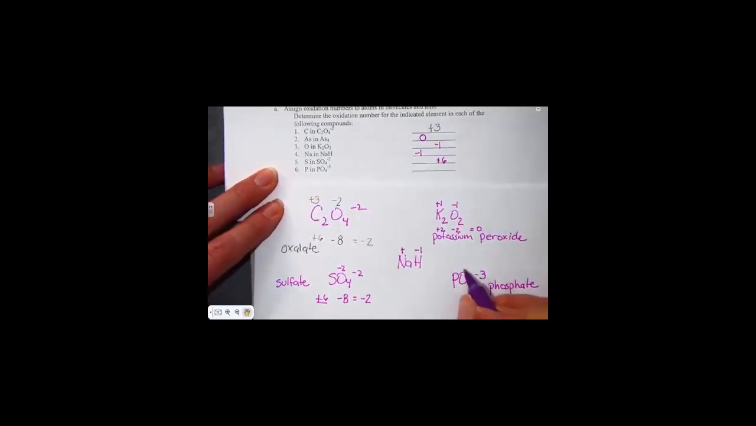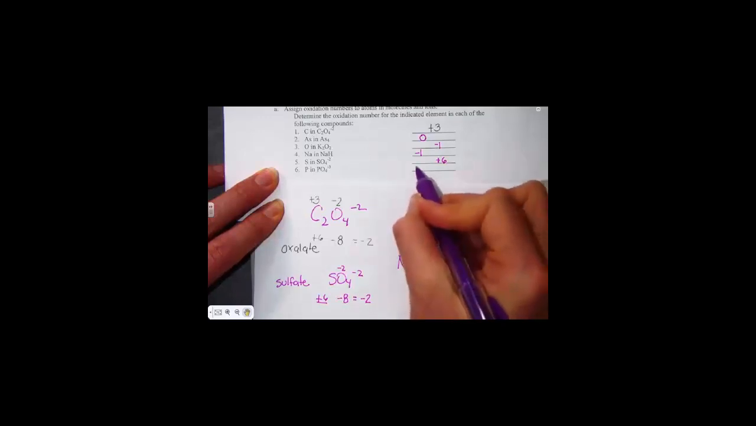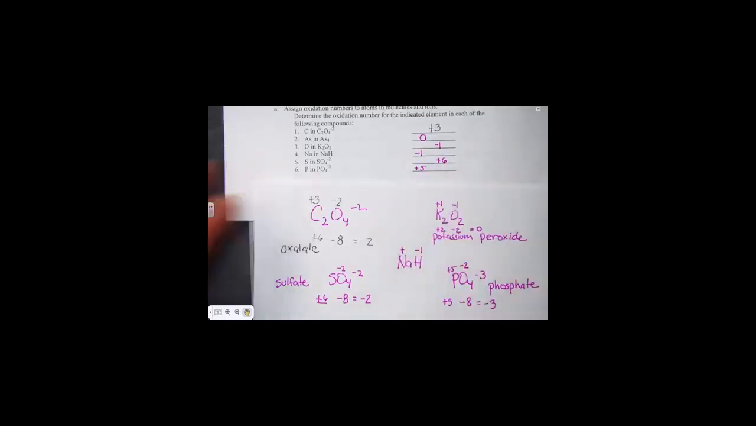The last example, another polyatomic ion called phosphate, PO4 -3. On our polyatomic ion chart, PO4 -3 is named phosphate. We know oxygen to be a -2, giving a total contribution from the oxygens to add to a -8. Overall, it must be a -3. So therefore, the positive charge, a +5. A +5 and a -8 land me at a -3. So a +5 is the oxidation state of phosphorus in phosphate.